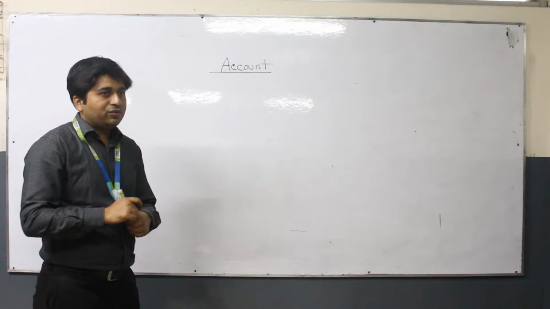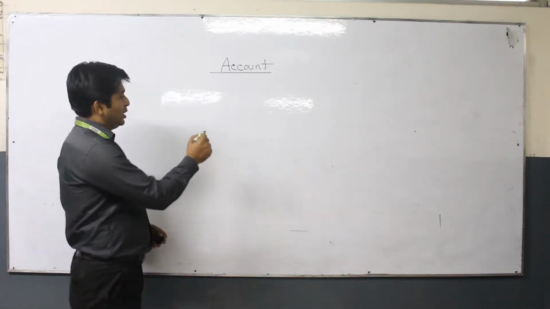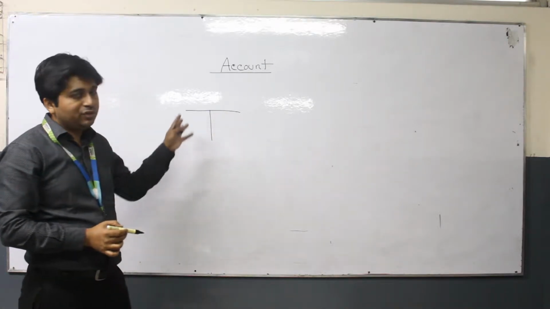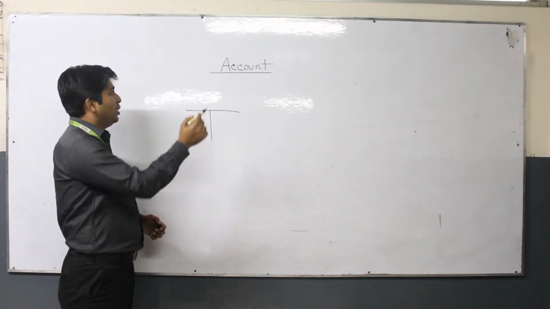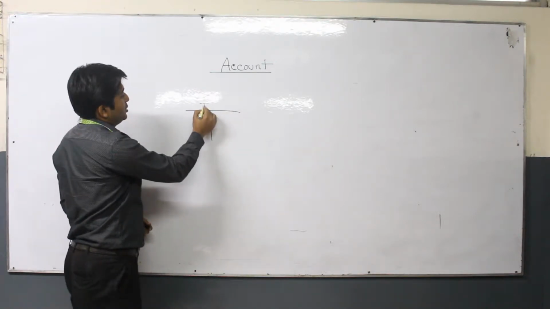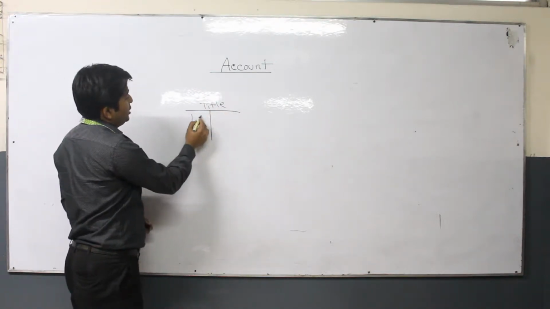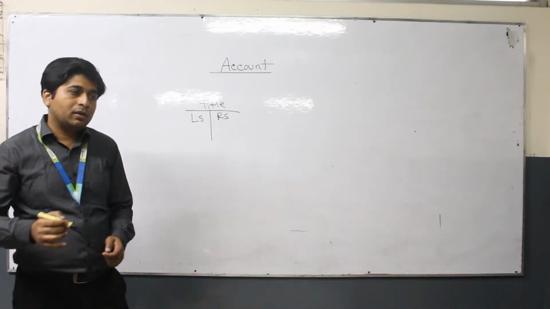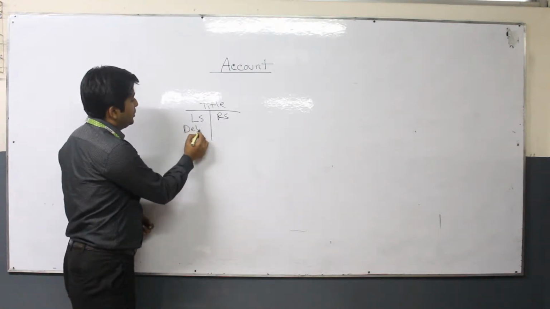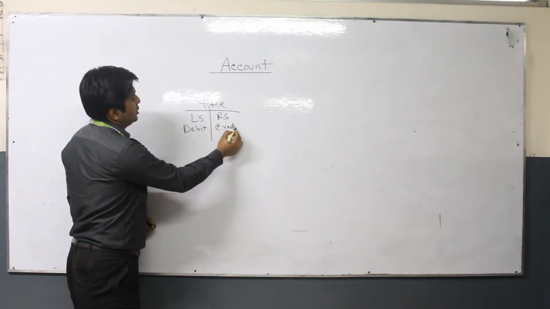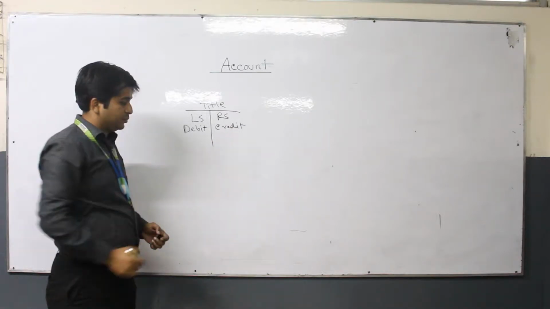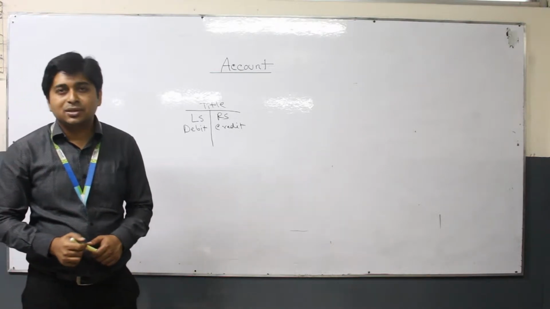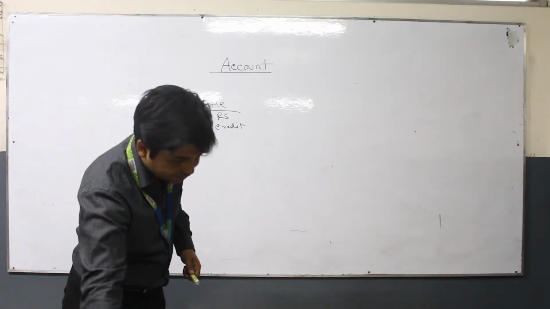To know the features of an account, we can draw it in a T format. An account has three parts: title, left side and right side. The left side is called the debit side and the right side is called the credit side. Now the question arises, what is debit and what is credit?